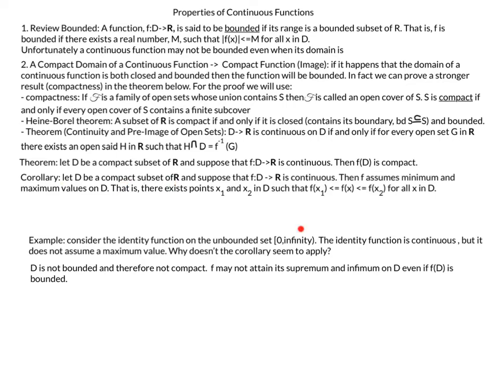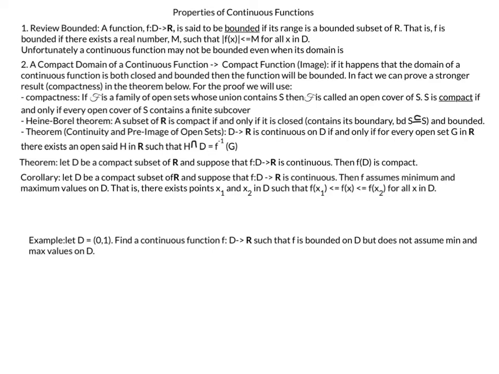Since D is not bounded, it is therefore not compact by the Heine-Borel theorem, right? A subset of R is compact if and only if it is closed and bounded. So D is not bounded and therefore not compact. So in this case, F may or may not attain its supremum and infimum on D, even if F of D is bounded. Now we have the example, let D go between 0 and 1.